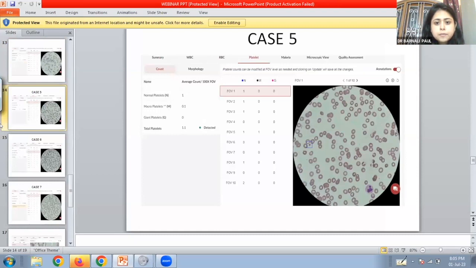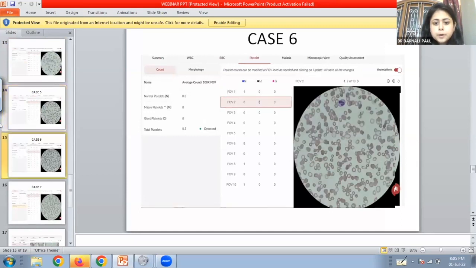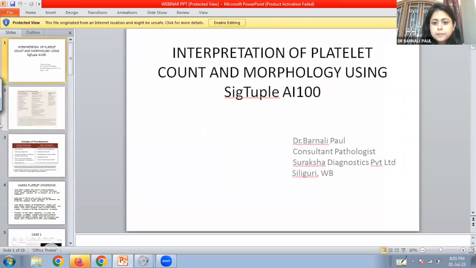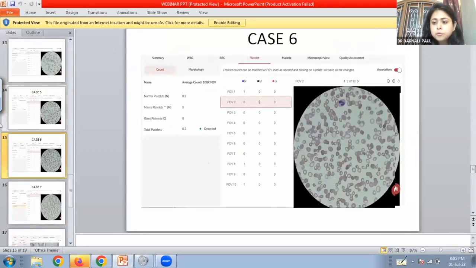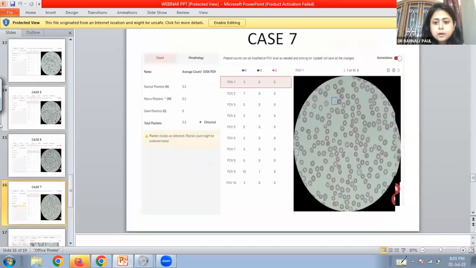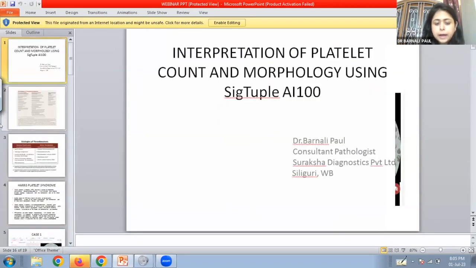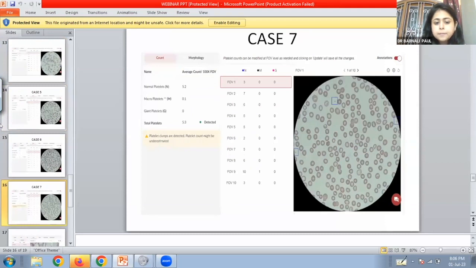And case 5 is again another case of thrombocytopenia with platelet count of 15,000. Coming to case 6, which was a case of severe thrombocytopenia, where the platelet count was only 4,500. And case 7, again a case of thrombocytopenia with platelet count of 75,000. And it was also showing a flag that platelet clumps are detected. So platelet count might be underestimated.